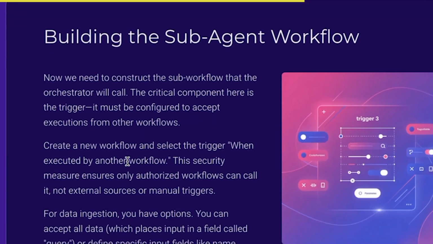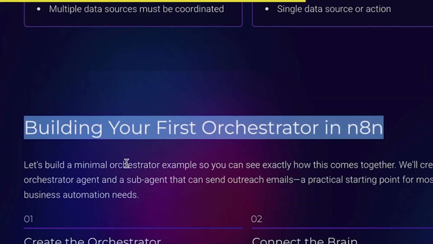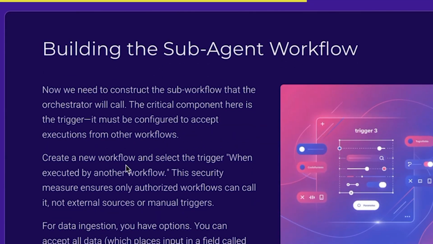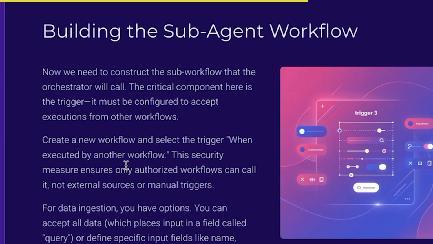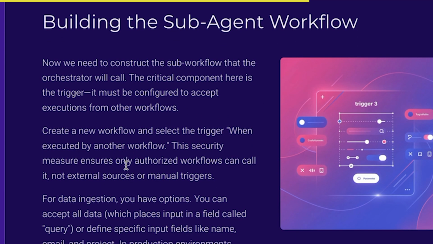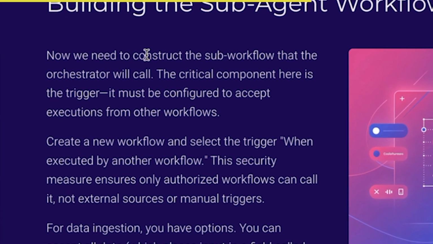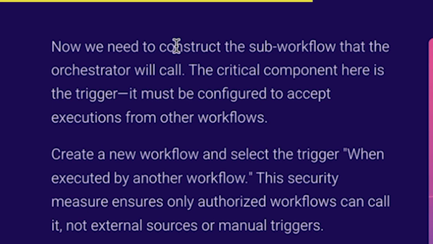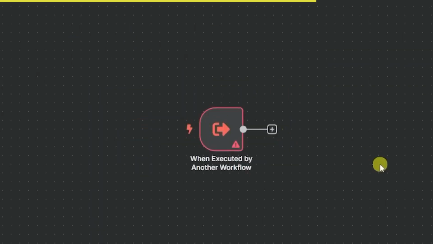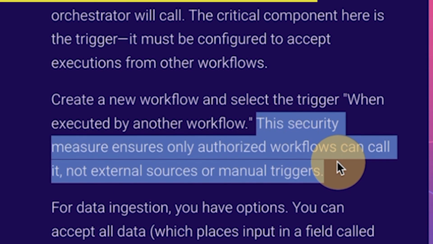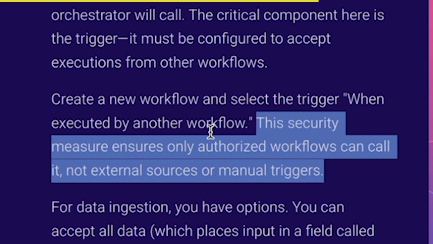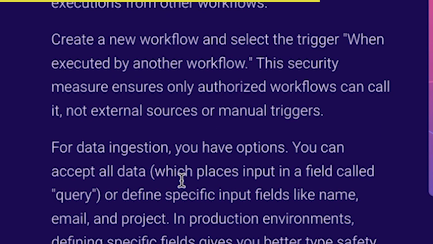So building the sub-agent. Now that we've talked about building the orchestrator, we need to then talk about the sub-agent involved in these, right? So we need to think of this construction in terms of the sub-workflows that the orchestrator will call. The critical component here is the trigger. It must be configured to accept executions from other workflows. Now what I mean by that is when you create a new workflow and select the trigger, when executed by another workflow, this security measure ensures only authorized workflows can call it, not external sources or manual triggers.